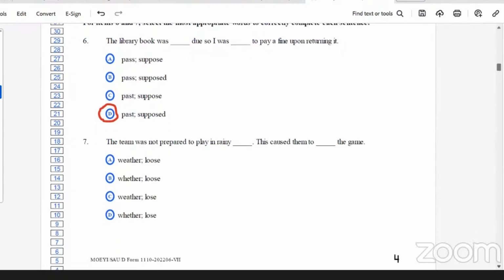Question 7. The team was not prepared to play in rainy blank. This caused them to blank the game. The correct answer is C, weather and lose. Remember these words, you have to make sure you understand what they mean in order to be able to use them correctly.